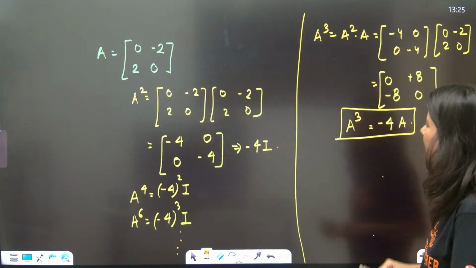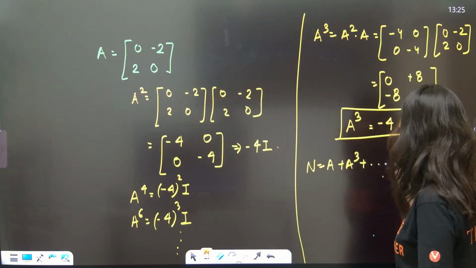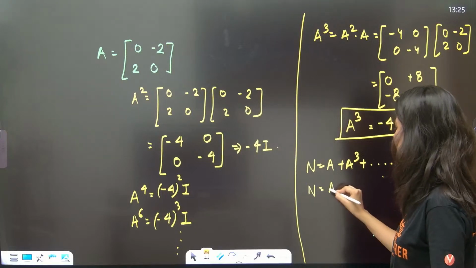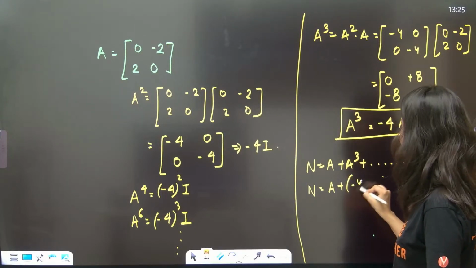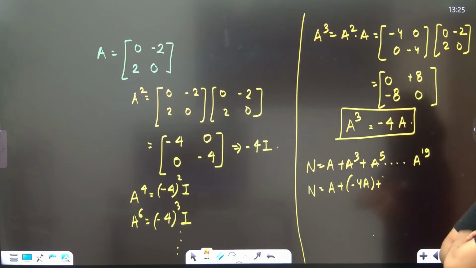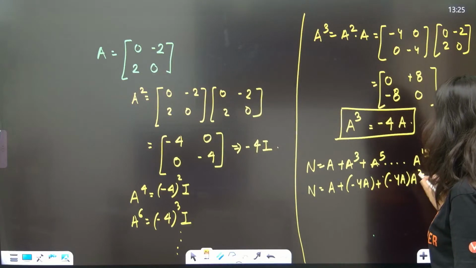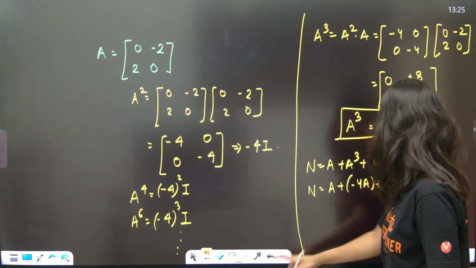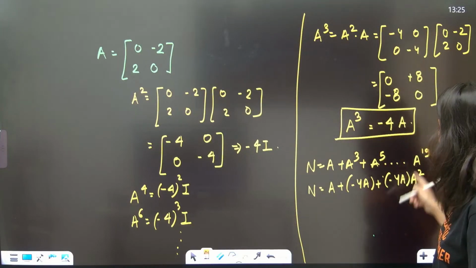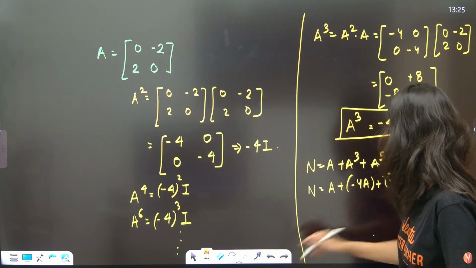Now N. N is nothing but A plus A cube and all the way up to A power 19. A is right here. A cube is minus 4A. A power 5 will be A cube times A squared, which is minus 4A times A squared. A squared times A is A cube, which is again minus 4A. So it is minus 4 squared into A.